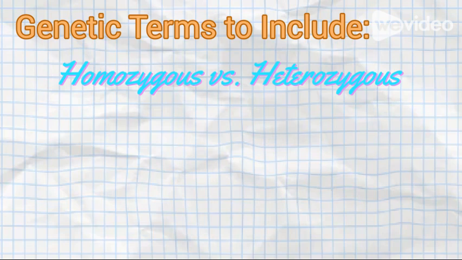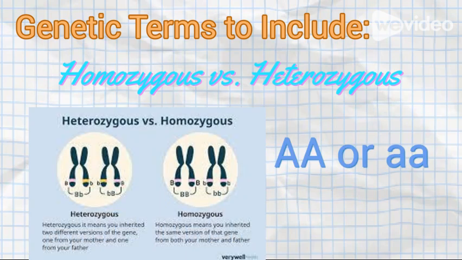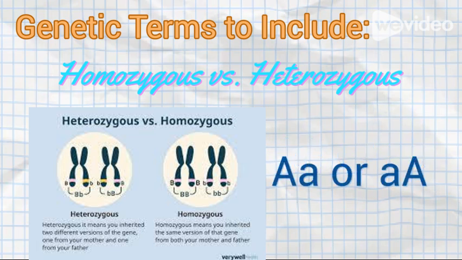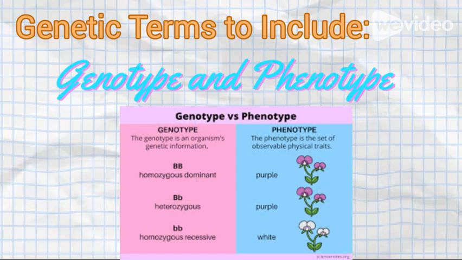Homozygous versus heterozygous. If you have two of the same allele, like AA or aa, that's homozygous. If you have one of each, like Aa, that's heterozygous. Genotype and phenotype. Genotype is the actual genetic code, like Aa. Phenotype is the physical trait you see, like blue eyes or curly hair.